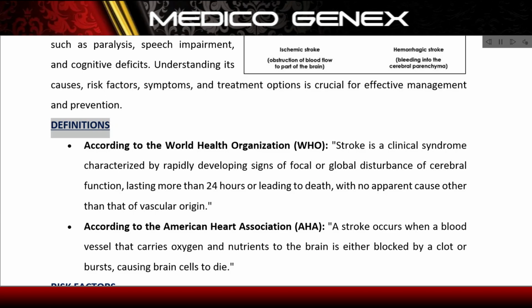Definitions. According to the World Health Organization, WHO, stroke is a clinical syndrome characterized by rapidly developing signs of focal or global disturbance of cerebral function, lasting more than 24 hours or leading to death, with no apparent cause other than that of vascular origin. According to the American Heart Association, a stroke occurs when a blood vessel that carries oxygen and nutrients to the brain is either blocked by a clot or bursts, causing brain cells to die.